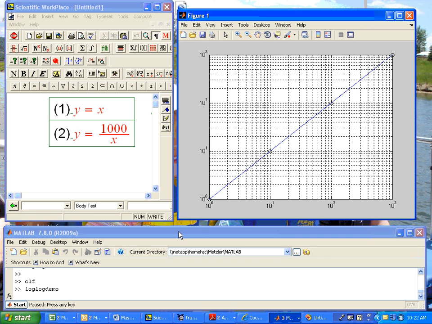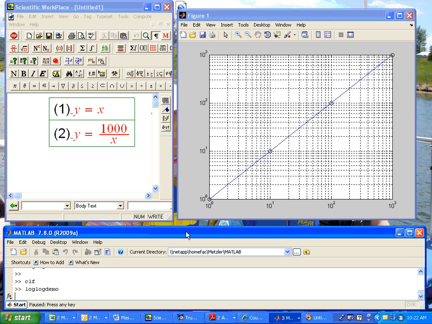What about something more complicated? This is an example I'm not having you do, so this is a little bit different. 1,000 over x. Well, let's just plot the same 4 x values: 1, 10, 100, 1,000. So at x equals 1, y is going to be 1,000. Okay. At x equals 10, y is going to be 100. 1,000 over 10 is going to be 100. That's plotted right here. At x equals 100, y is going to be 10, because 1,000 over 100 is 10. And at x equals 1,000, 1,000 over 1,000 is 1.